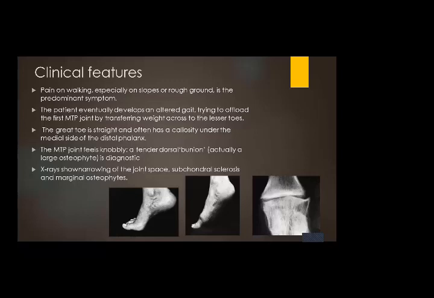The metatarsophalangeal joint feels knobby, a tender dorsal bunion. Actually, a large osteophyte is diagnostic. X-ray shows narrowing of the joint space. Subchondral sclerosis and marginal osteophyte formation are always there in hallux rigidus.